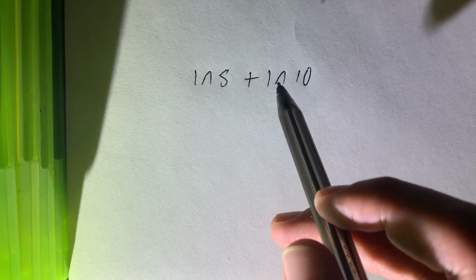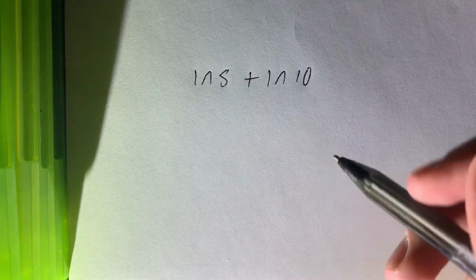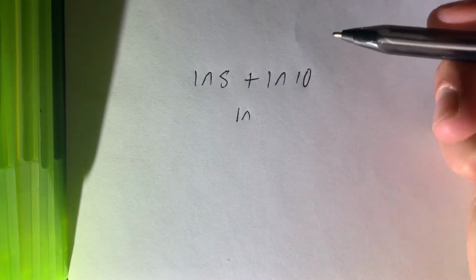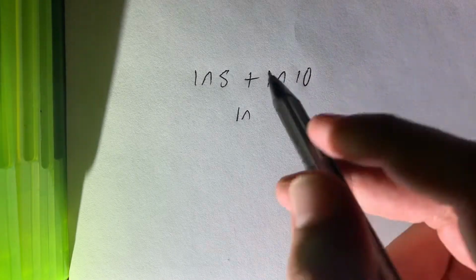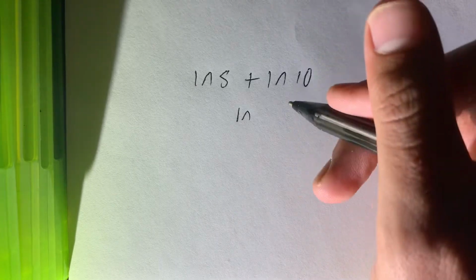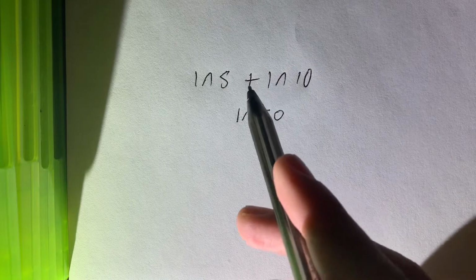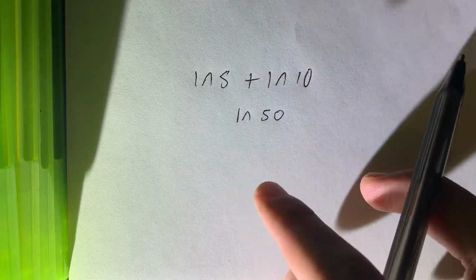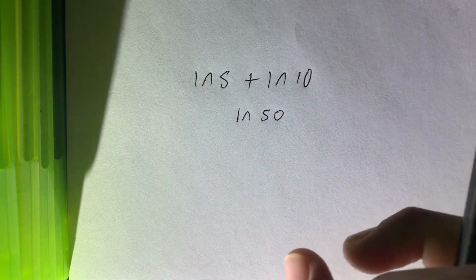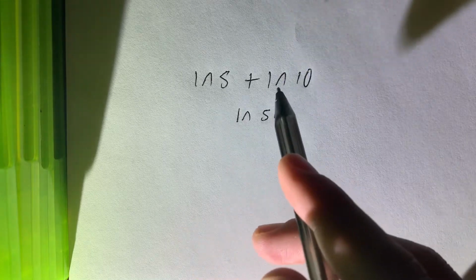What we can do is, instead of leaving it like this, we can make it one logarithm. And the way we do that is we keep the log the same. It's still ln, but we're going to multiply these two terms. So that makes ln of 50. So it's important to remember that when the logs are separate and being added, we can combine them by multiplying the inner term.